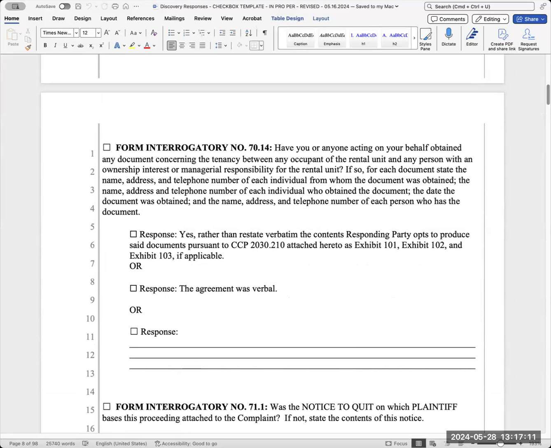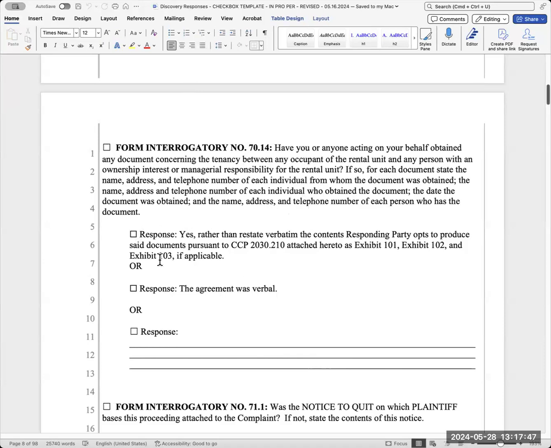70.14 is asking, have you or anyone acting on your behalf obtained any document concerning the tenancy between any occupant of the rental unit and any person with an ownership interest or managerial responsibility for the rental unit? If so, for each document state the name, address, and phone number of each individual for whom the document was obtained, the name, address, and phone number of each individual who obtained the document, the date the document was obtained, and the name, address, and telephone number of each person who has the document. Once again, this is about the agreement, the rental agreement, the lease, and any changes made to it.